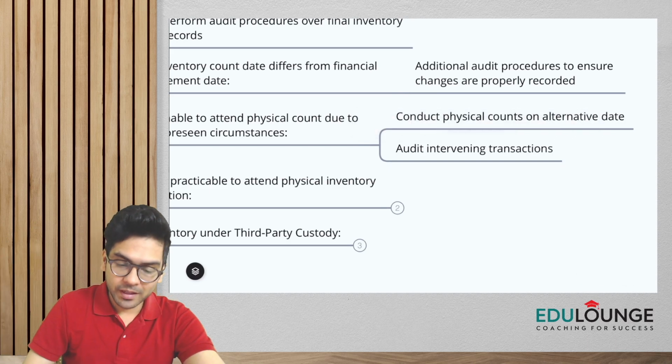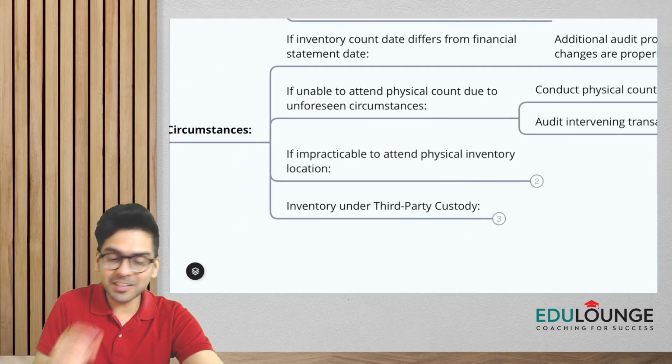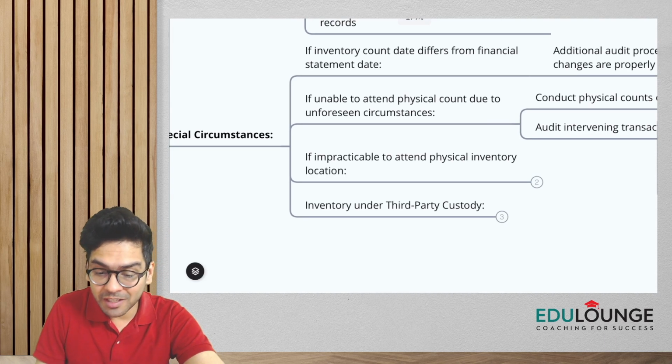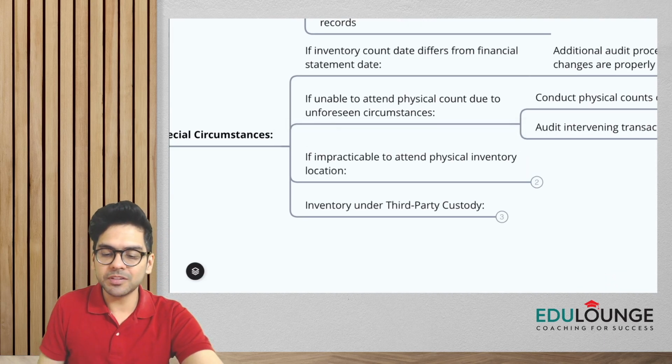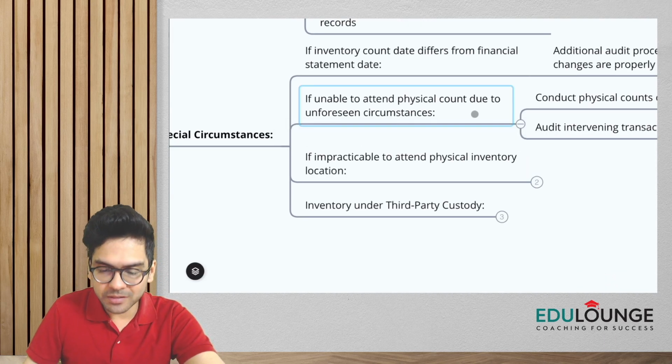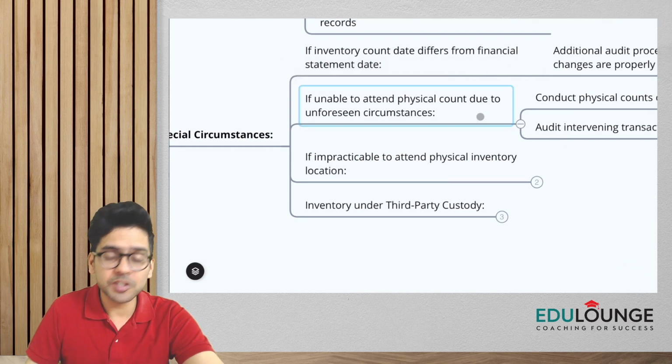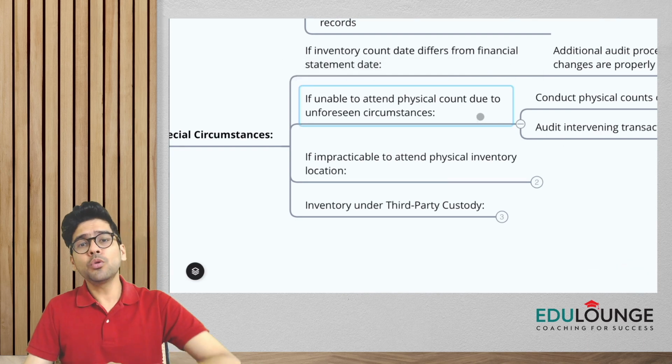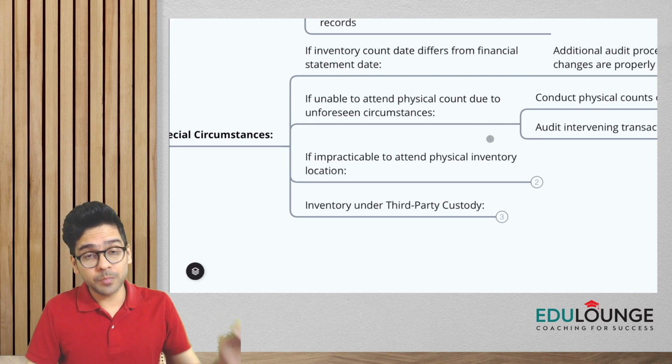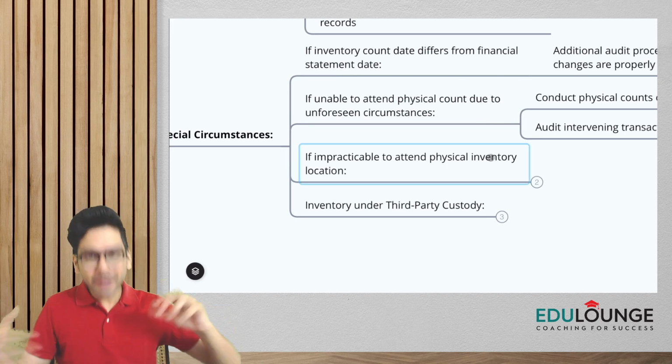Okay. All right. Now, guys, if you see the next special circumstance, it says if it is impracticable to attend physical inventory count. So there is a difference. I mean, here in point number two, in the special circumstance number two, you couldn't attend due to unforeseen circumstances. But in circumstance number three, it's impracticable only.